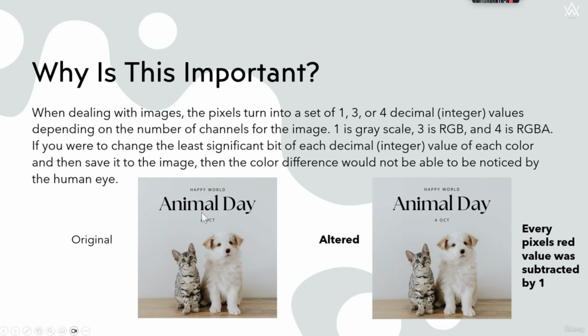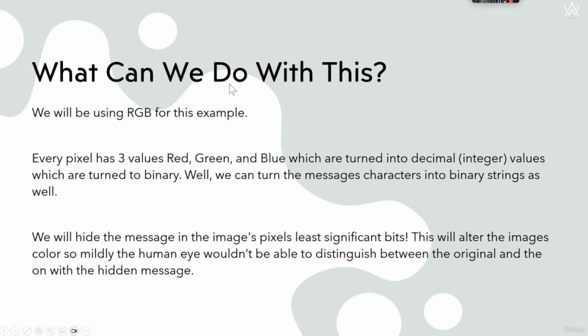So here's an example. Here's the original image, and here is the altered image where we changed all of the red values, and we subtracted the red integer values by 1. And you can see it's not detectable by the human eye. I personally can't tell a difference. If you can, then congrats to you, but I could never tell a difference. It's really interesting that we can change the colors and it doesn't do anything to the image really. So what can we do with this?